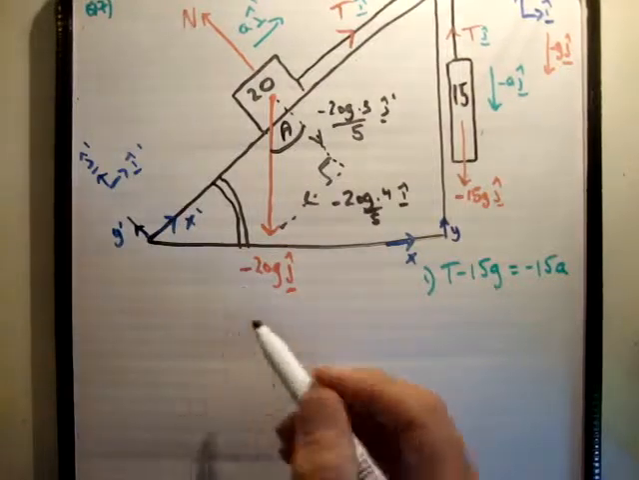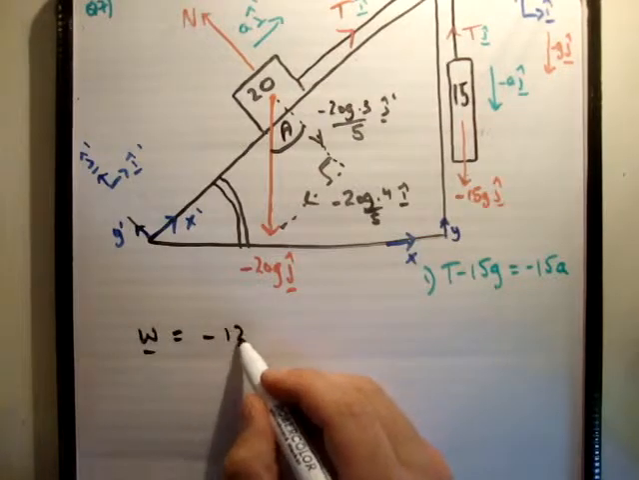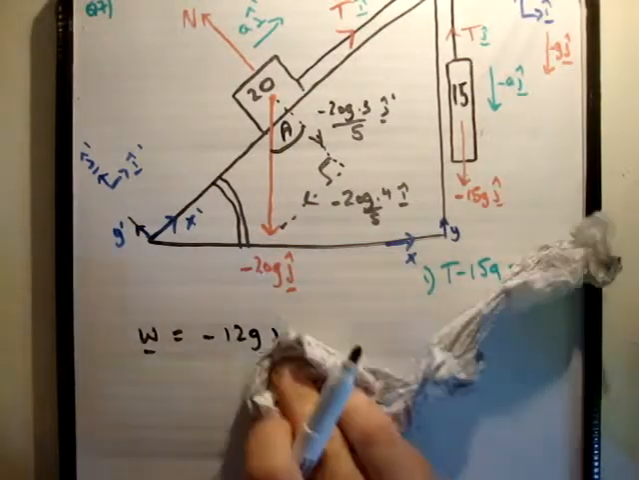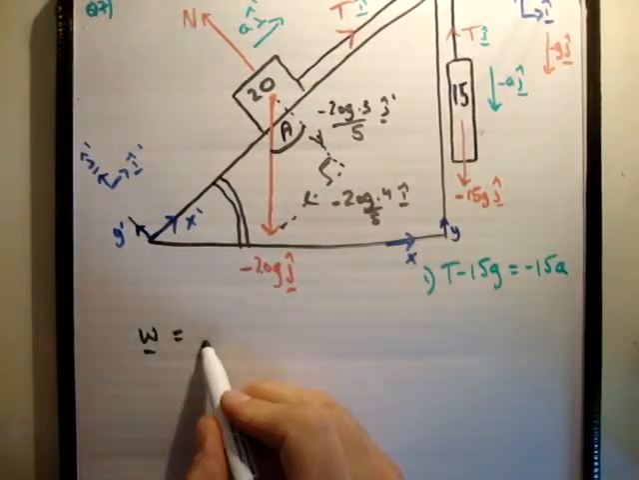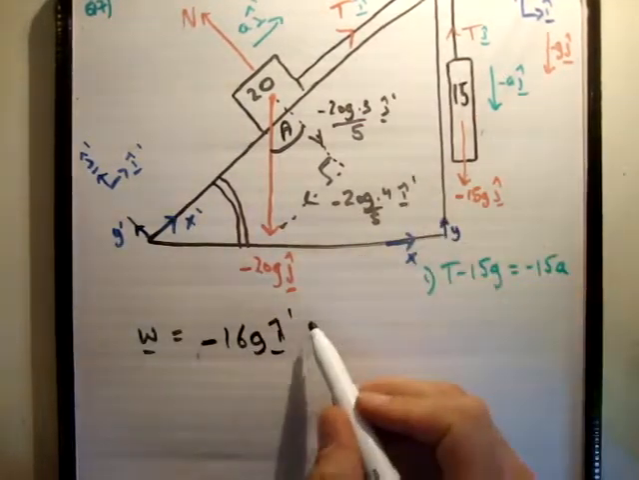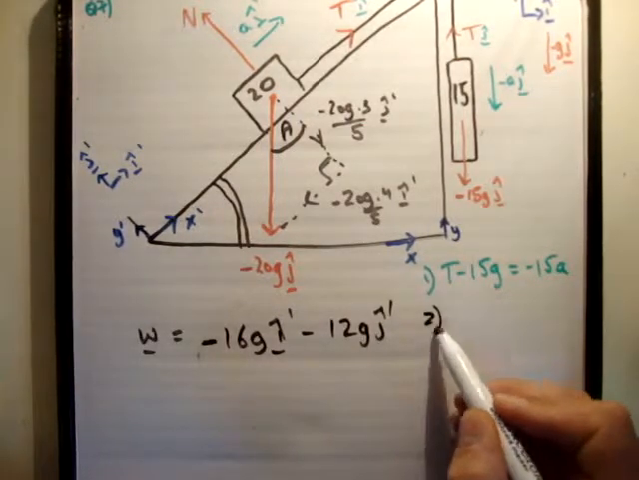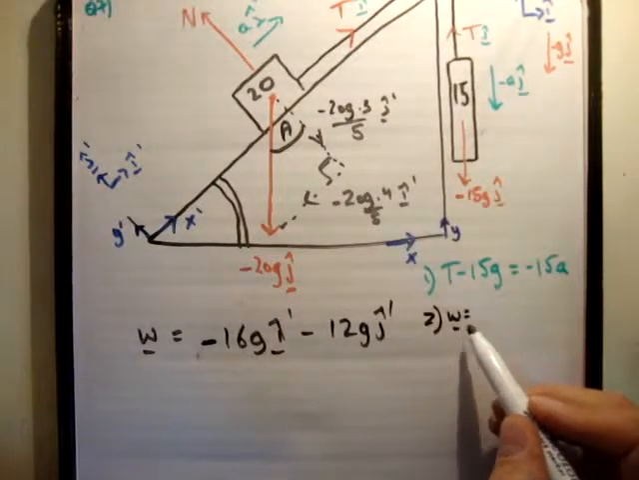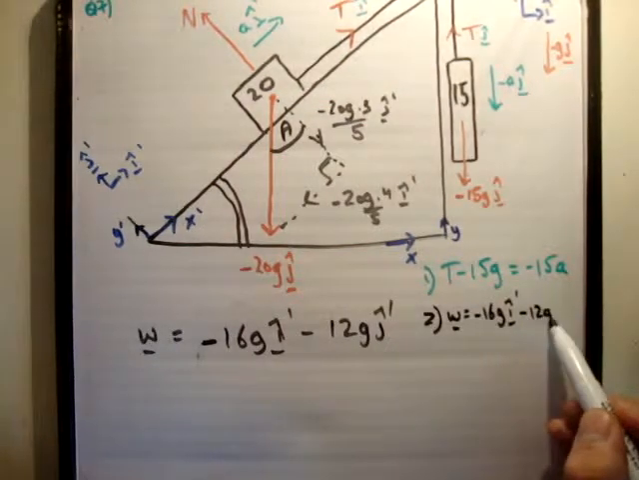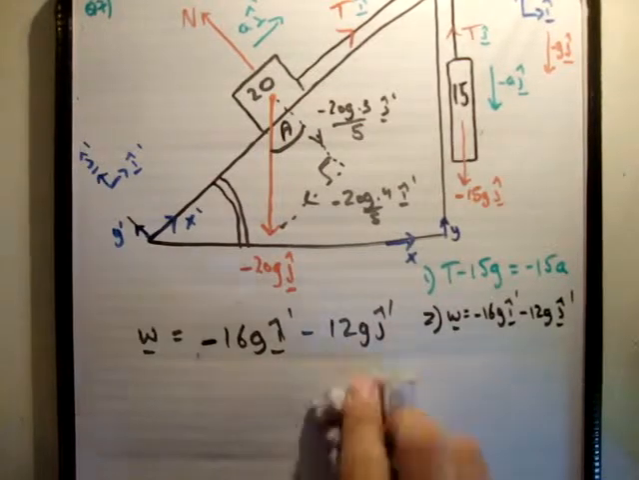Alright, so let's just write this explicitly. The weight vector is going to be equal to negative 12g, right, the other way around, excuse me. It's going to be negative 16g i hat prime, and it's going to be negative 12g j hat prime. So W is equal to negative 16g in the i hat prime direction, and negative 12g in the j hat prime direction. Pretty straightforward stuff.